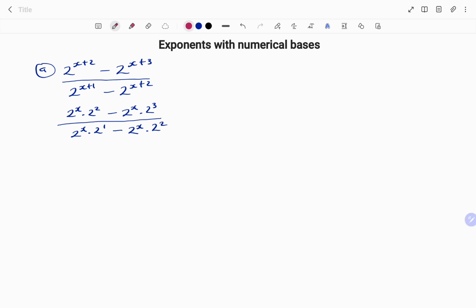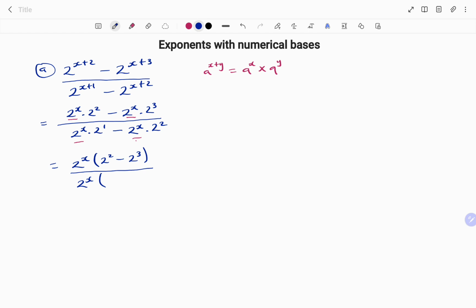Recall that a to the power of x plus y is the same as a to the power of x times a to the power of y, applying the laws of exponents. So in the first example, after splitting up, I can see that 2 to the power of x is common to all the terms. So I'm going to be factorizing 2 to the power of x at the top and at the bottom. At the top, I'm left with 2 to the power of 2 minus 2 to the power of 3. If I close the bracket, I do the same thing at the bottom.